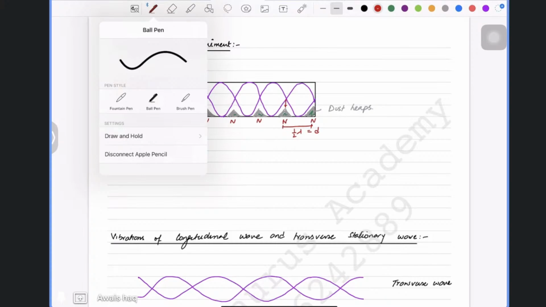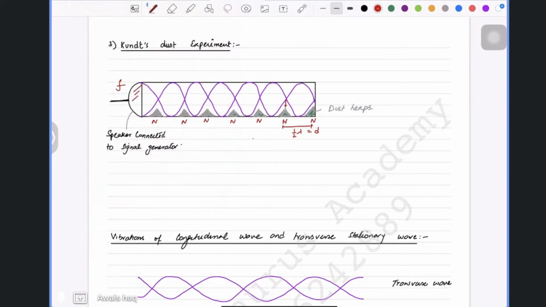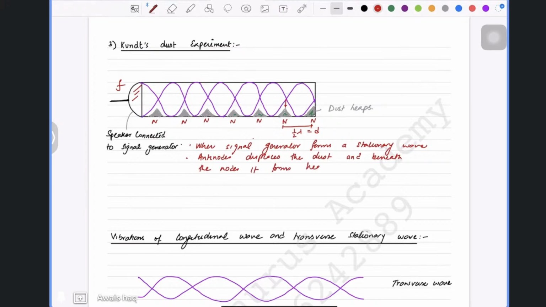I'm going to say that when the signal generator forms a stationary wave, antinodes displace the dust, and beneath the nodes it forms heaps of dust, right, like that.